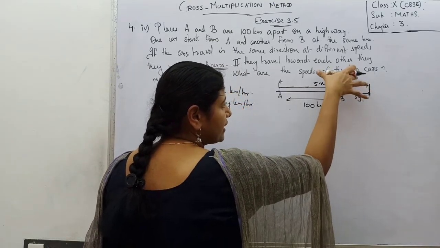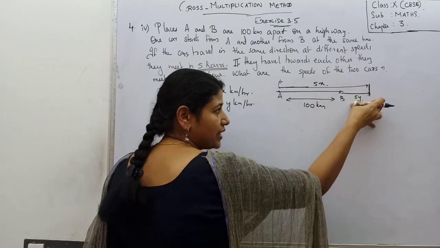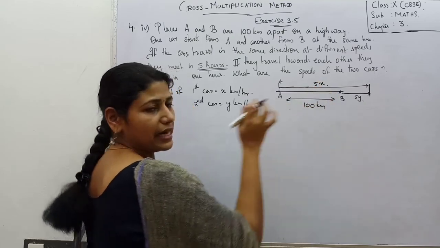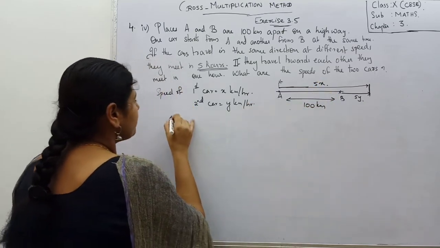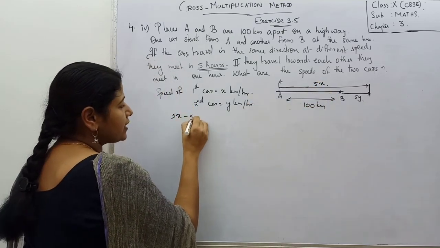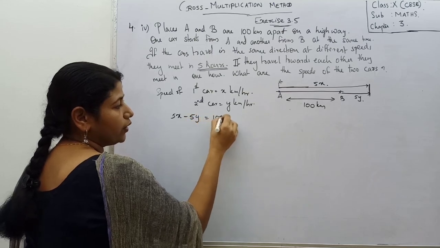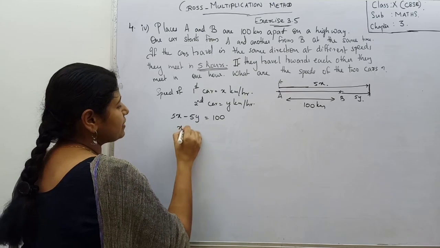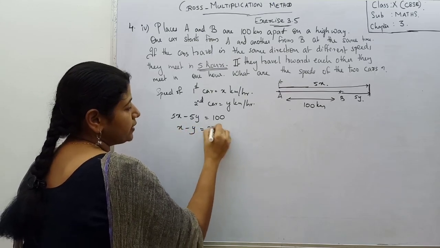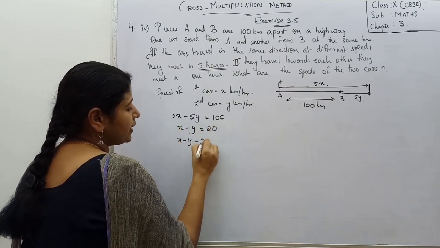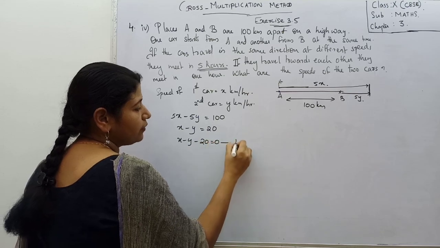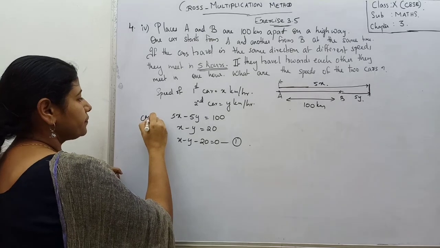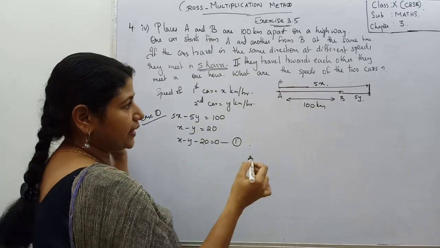We know that the difference of 5x and 5y is 100. If you subtract 5y from 5x, you will get 100. So we can write the equation as 5x minus 5y equal to 100. Or we can divide all these numbers by 5. You will get x minus y equal to 20, or x minus y minus 20 equal to 0. This is your first equation. This is case 1. What is your second case?